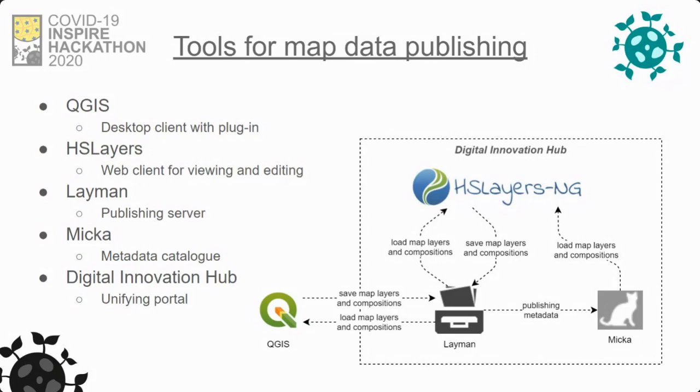That is the place for the so-called Digital Innovation Hub, which is built on top of the Liferay Content Management System and provides the authentication and authorization technology for the map publishing workflow. You can also see in the picture the connections between those components. You can see that HSLayers-NG and QGIS with the plugin installed can load and save map compositions and can also load and save single layers. And there is of course this arrow from Layman, which is publishing metadata to MITSCA, as I said.